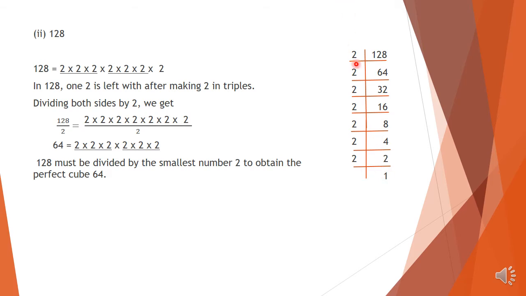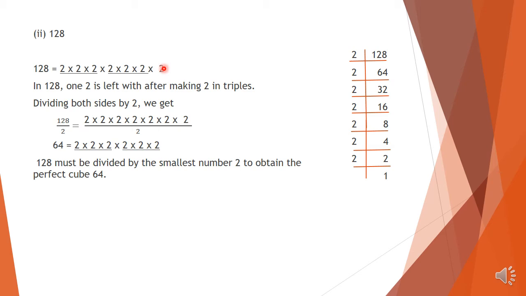So in the prime factorization we get 128 is equal to 2 into 2 into 2 into 2 into 2 into 2 into 2. So first 3 2's make one group, next 3 2's make another group, and we have 1 2 left with. So the smallest number is number 2, left out number, which is not forming group of 3. That is our answer. So we have to divide 128 by this 2 to make it a perfect cube, children. Otherwise also, you know, removal of 2, division is the repeated subtraction.